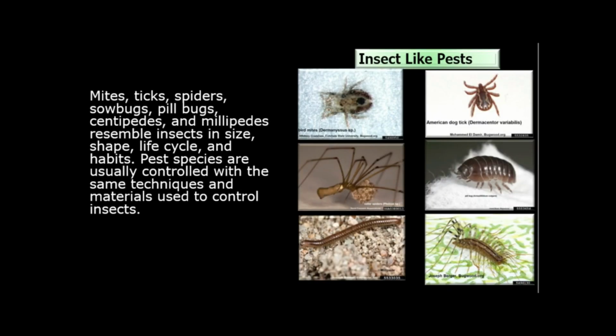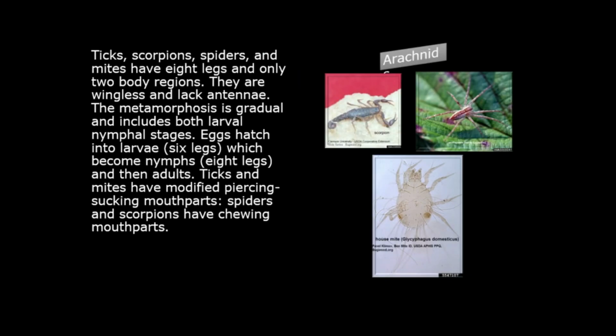Let's look at some insect-like pests. We're going to have in this category mites, ticks, spiders, sow-bugs, pill-bugs, centipedes, and millipedes, and they resemble insects in size, shape, life cycle, and habits. Pest species are usually controlled with the same techniques and materials used to control insects. Let's take a look at arachnids. These would be ticks, scorpions, spiders, and mites have 8 legs and only 2 body regions.